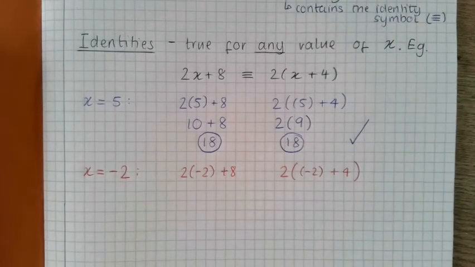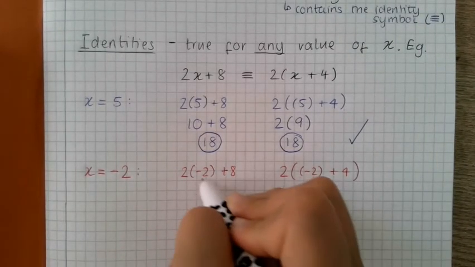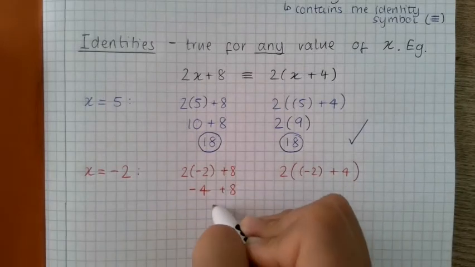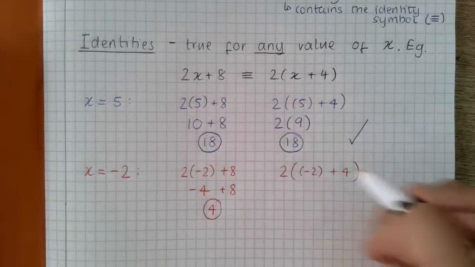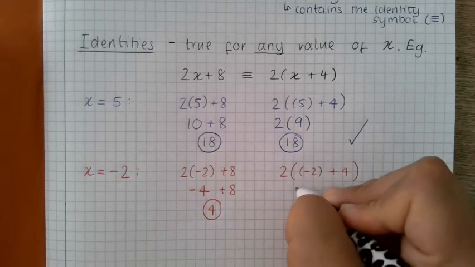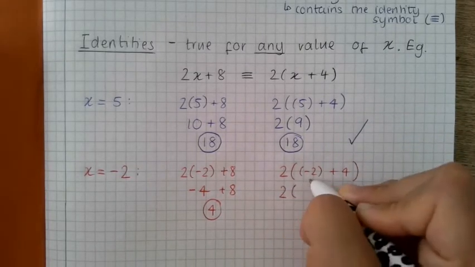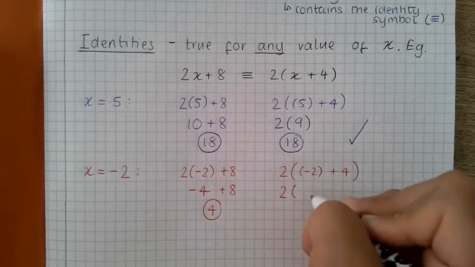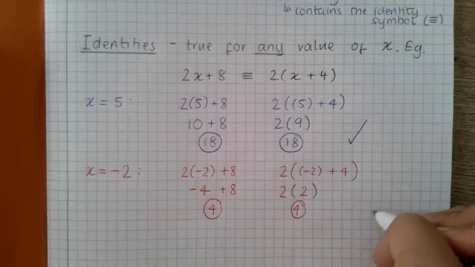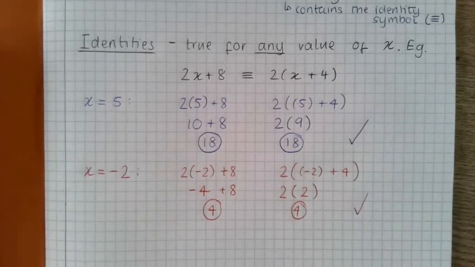Okay, now we'll work out what each side is equal to. So 2 times negative 2 is negative 4 plus 8, and negative 4 plus 8 is 4. And on the right-hand side of the identity, we must do what's inside the brackets first. So negative 2 plus 4 is going to be 2. And 2 times 2 is 4. So this negative number satisfies the identity.